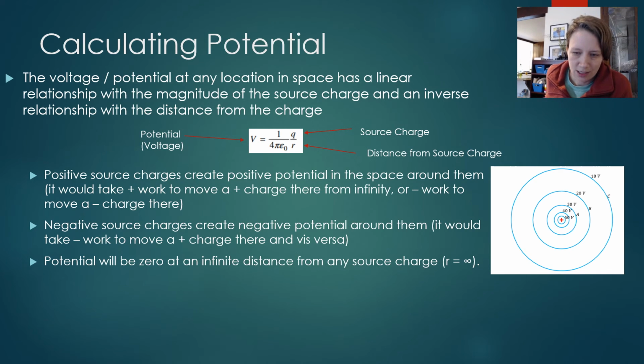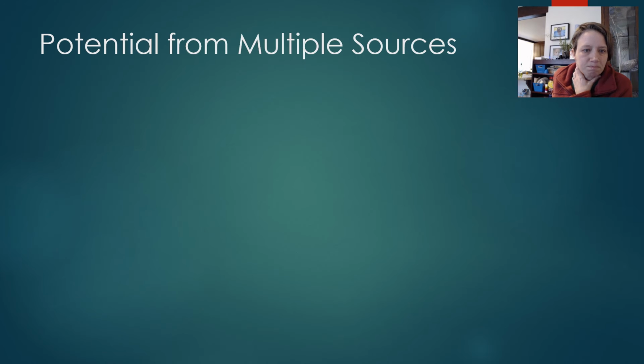Just note that if you moved an infinite distance away from this source charge, you would essentially have 0 volts, and it applies in that equation as well, because if you plugged infinity in for R, the V basically goes to 0. So if you were interested in calculating the voltage an infinite distance from a source charge, it should be 0.